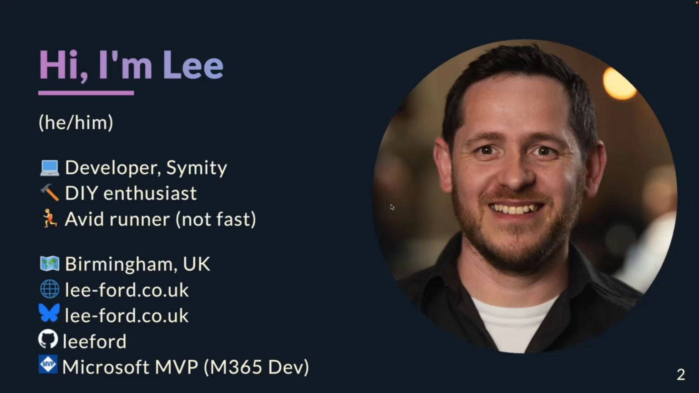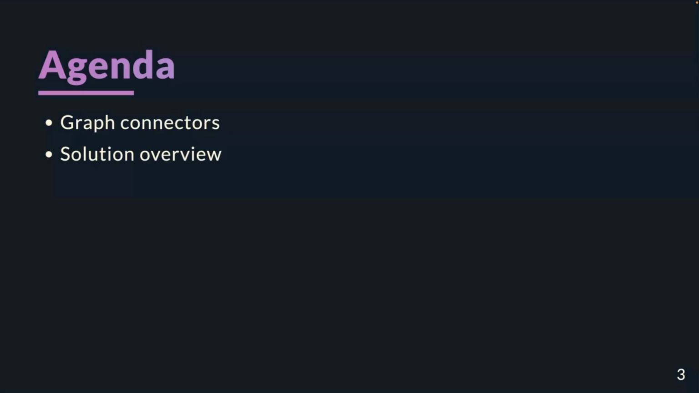So let's get started. The agenda is very simple. We've got graph connectors. We'll quickly cover what they are and how they work. Then we'll go over the solution that I've architected, and then we'll get into a demo and, if we've got time, a quick look into the code.